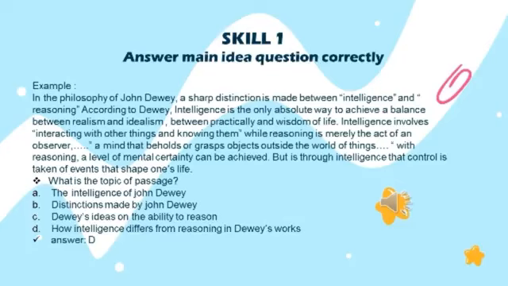From that question, the best answer is D, because the first sentence of this passage discusses distinctions between the ideas of intelligence and reasoning. So, the best answer is D.